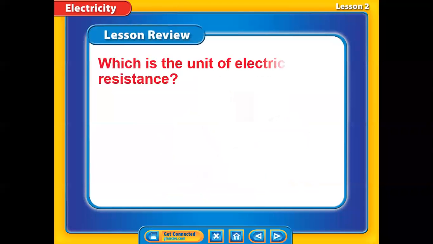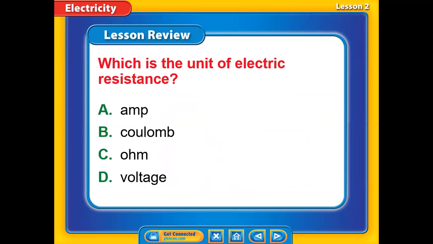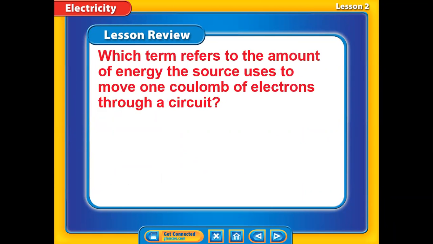I hope it's easy. Let's try to answer the following questions as a kind of practice. Which is the unit of electric resistance? We measure electric resistance in... Yes, Kenzie? It will be C. C, ohms, good. The resistance is measured in ohm, good.